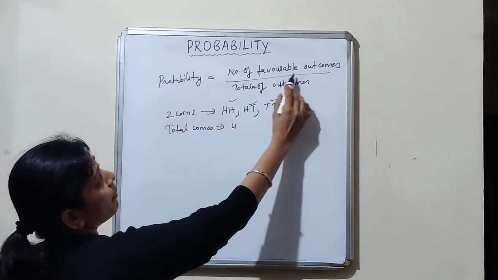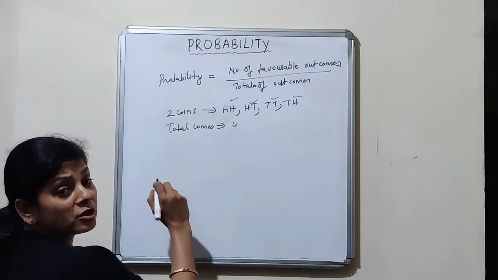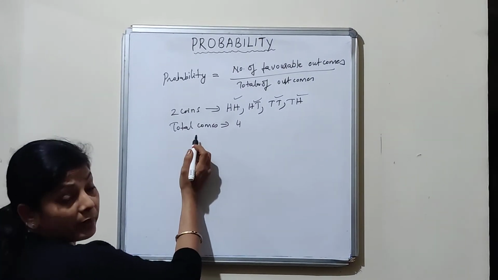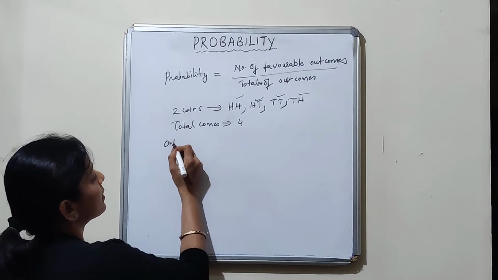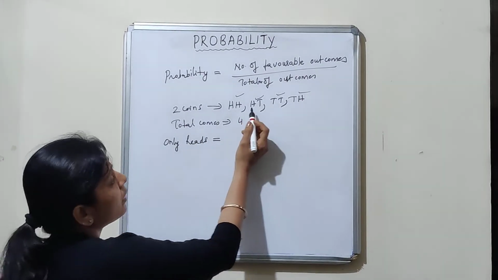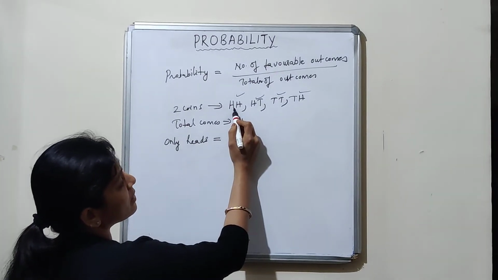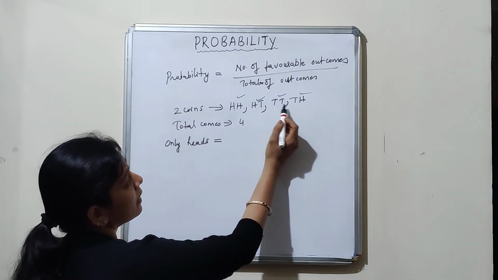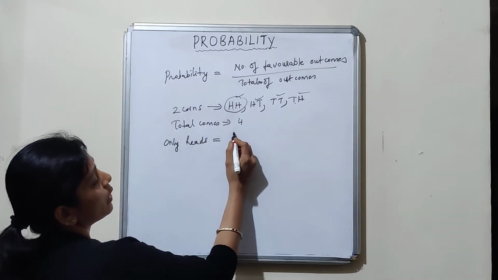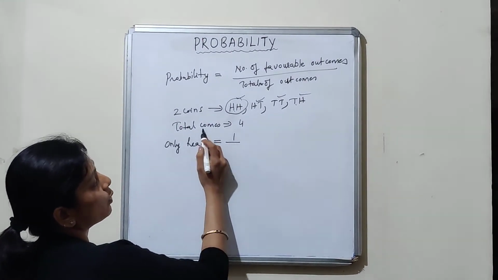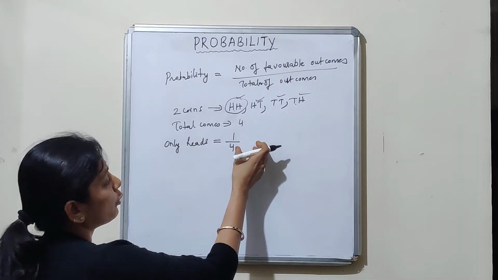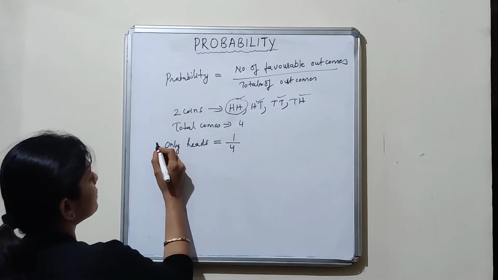Now what are the number of favorable outcomes? It depends on the situation, what is being asked. Suppose I am asking what is the favorable outcome for only heads. Only heads we have only in this, because in the others we are having tails. So it will be 1 out of total outcome 4. So here the favorable outcome is 1 out of the total outcome 4.